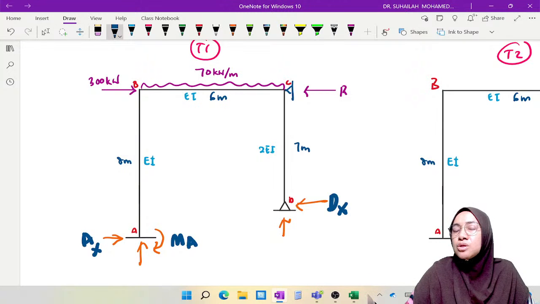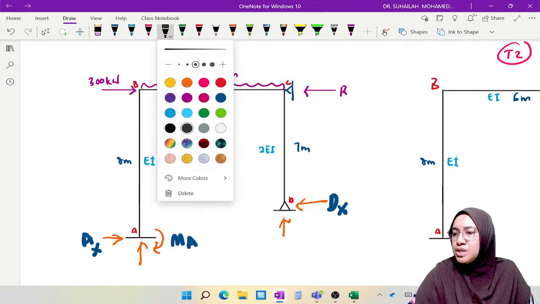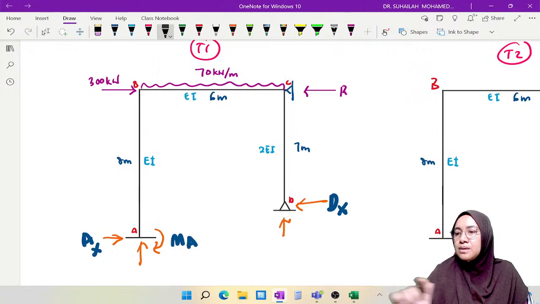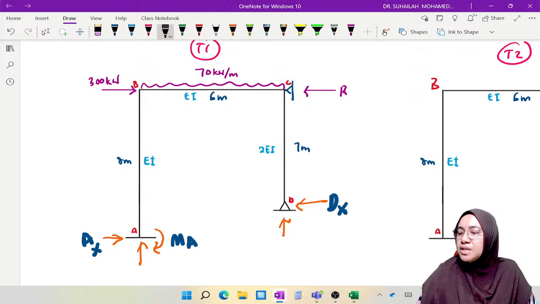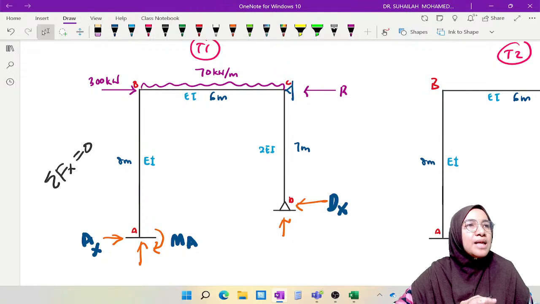Because when we talk about a frame, side sway is a horizontal displacement. So shear refers to the column, the vertical member. So we write the shear equation for this frame. What does shear equation mean? It is total Fx equal to 0. Shear equation: total Fx is equal to 0.